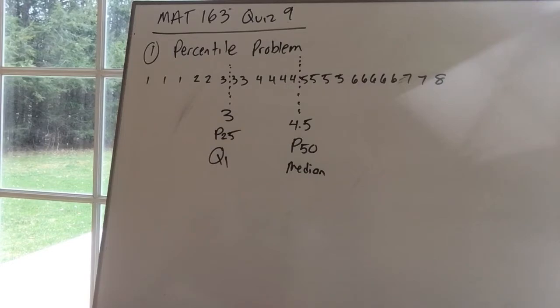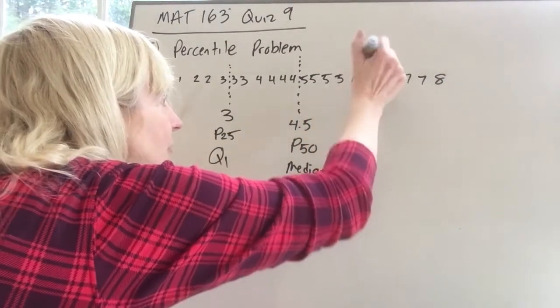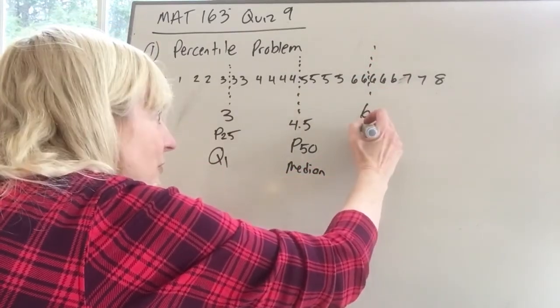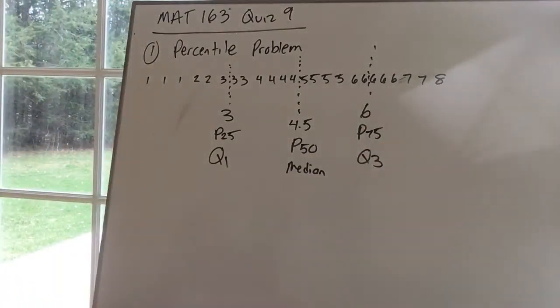Okay, the last thing they want us to find is P75. So you go over 1, 2, 3, 4, 5, 6 here. Between a 6 and a 6 is a 6. That's P75, and that's known as Q3, which is the third quartile. Think of 75 cents, 3/4. Okay, so that's all you have to do for the first one.